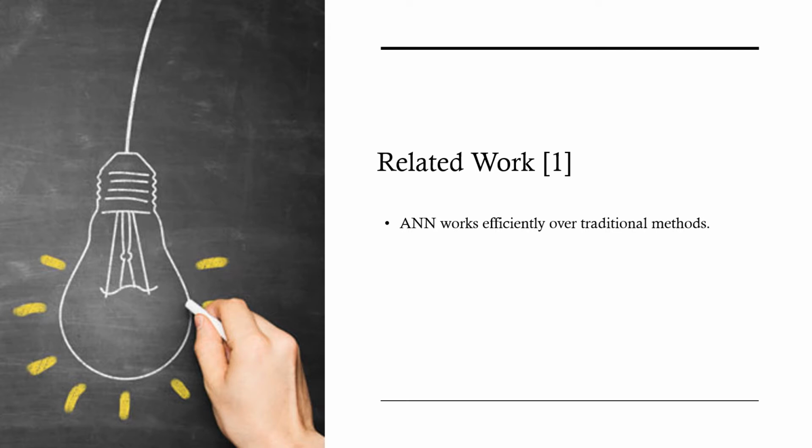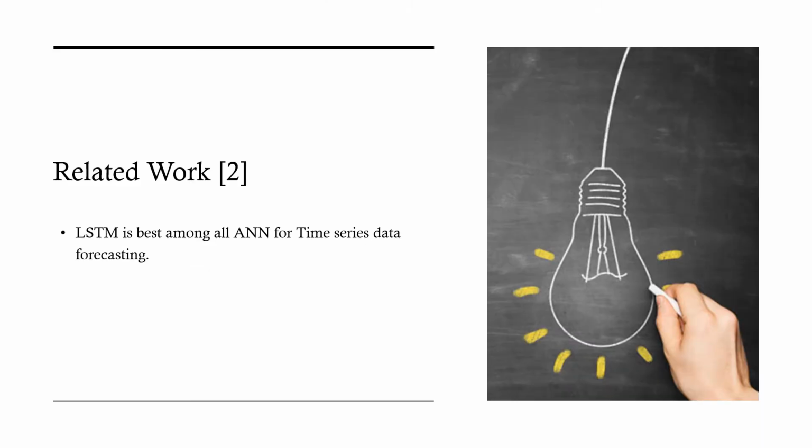A related research published in the Journal of Retailing and Consumer Services concludes that artificial neural networks work efficiently over these traditional methods. Another related research from the International Journal of Neural Systems suggests that among artificial neural networks, LSTM works more efficiently given the property of recurrent neural networks with the gated complex network. It helps a lot while finding the trend and seasonality and training our model over it.